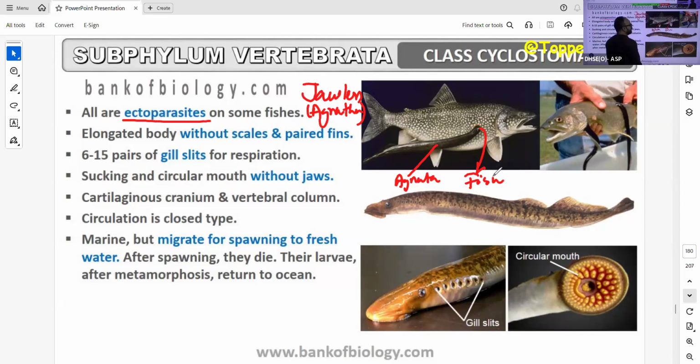क्यों ऐसा है? Because they cannot bite, cut, or chew their food because they lack jaws, but rather have a circular mouth, and the development of such kind of suctorial mechanism helps them in digging through the body tissue and absorption of the nutrients from them. ठीक है? Then elongated body without scales and paired fins. The body is elongated in structure. It does not have any paired fins present in it.